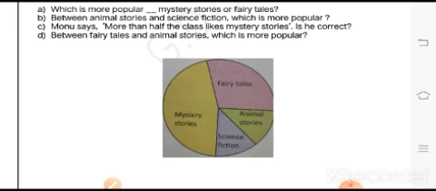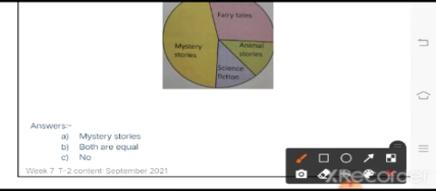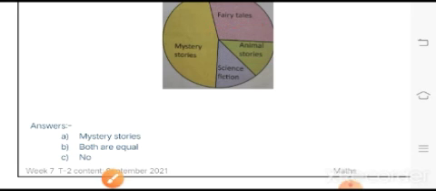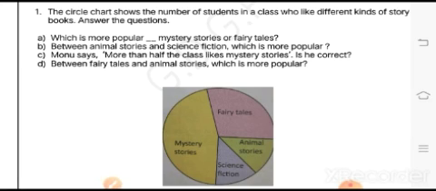Next we have part D. Between fairy tales and animal stories, which is more popular? It is very easy to compare the two. You can see that the pink colored portion is more than the green color. So we write fairy tales. That means fairy tales are more popular than animal stories. This is how we can read a circle graph.